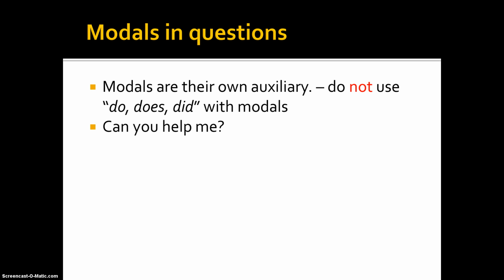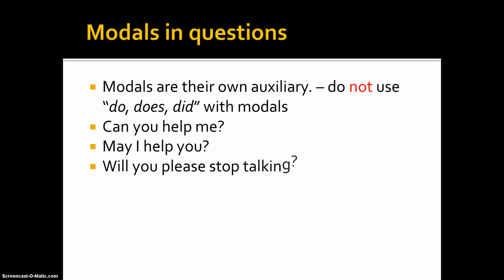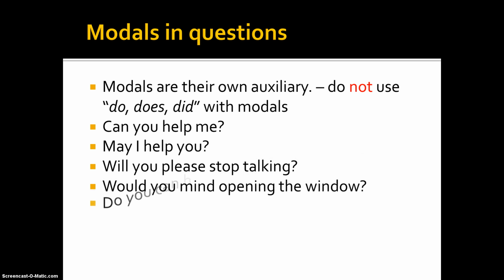Can you help me? You know that one already. May I help you? Will you please stop talking, people in the back? And would you mind opening the window? This one is wrong: do you can help me? Remember, I cannot put do and can together because can is already my auxiliary. So I would say here, can you help me?